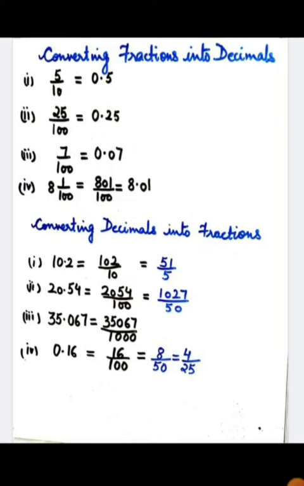So you will put the dot starting from the back after one place. So our first place from the back is 5. So we will put the dot after 5 and our answer is 0.5.